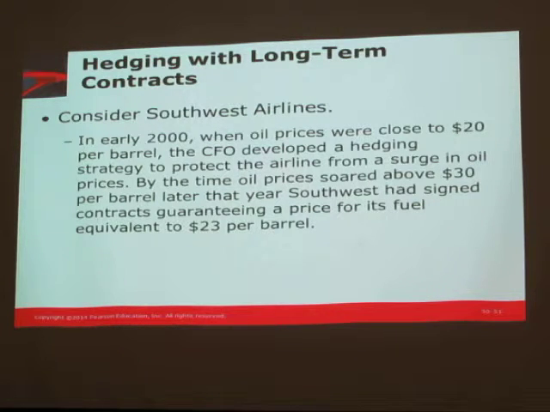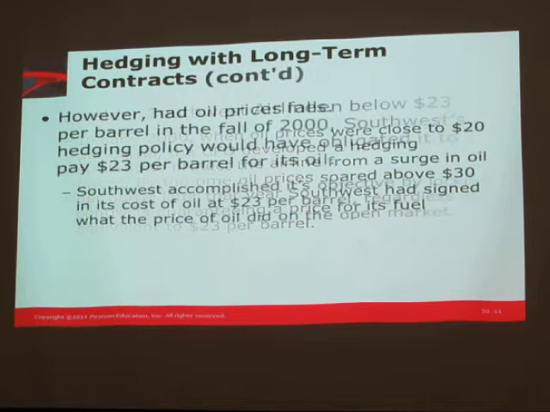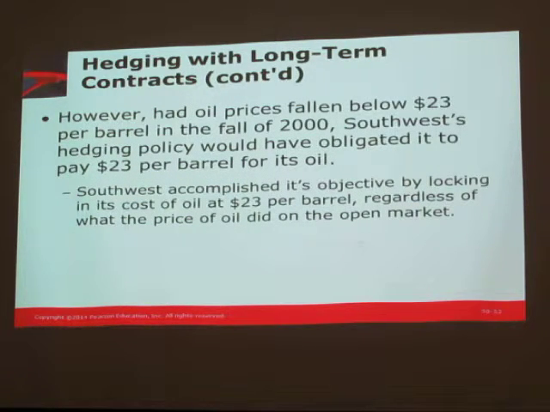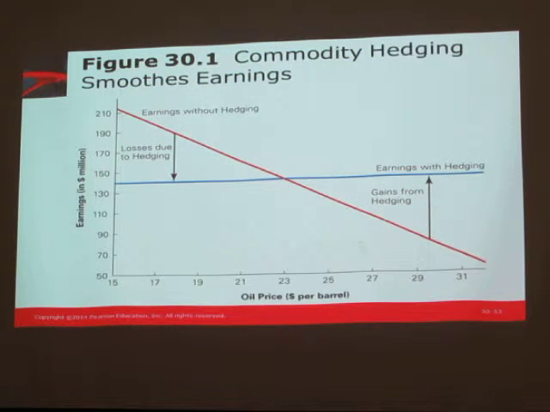Southwest Airlines. Why are they successful? Because they hedge. They were hedging oil when it was $20 a barrel back in 2000. The money you're making on your hedge should be offset by money you're losing in your business. Is it going to be a perfect one-to-one relationship? No, it's not. What you're trying to do is make your loss from your business smaller than if you weren't hedging.